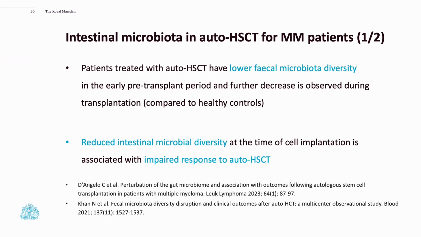Now we are moving towards the treatment. The microbiota and bacteria are also important in the efficacy and side effects of the treatment. First, we will speak about the hematopoietic stem cell transplant. It was confirmed that the patients undergoing transplant have lower fecal microbiota diversity just before the engraftment and during.